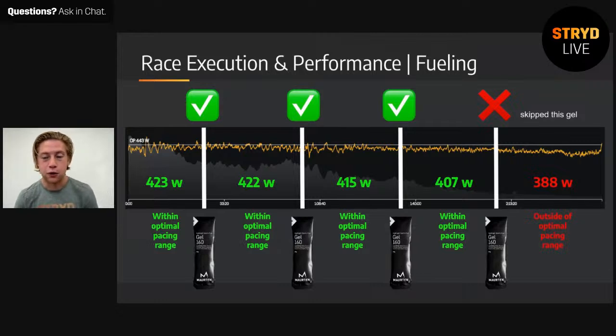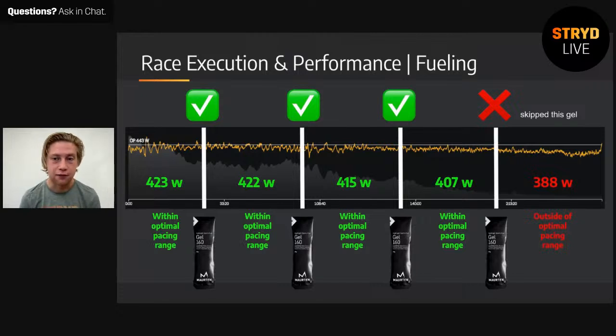And for those final 40 minutes of the race, I did fall outside of that optimum pacing range at 388 watts. So this is once again another way to look at your race. Look at the power splits in relation to your fueling strategy, and look for potential to say, should I fuel more? Should I follow my fueling plan exactly?